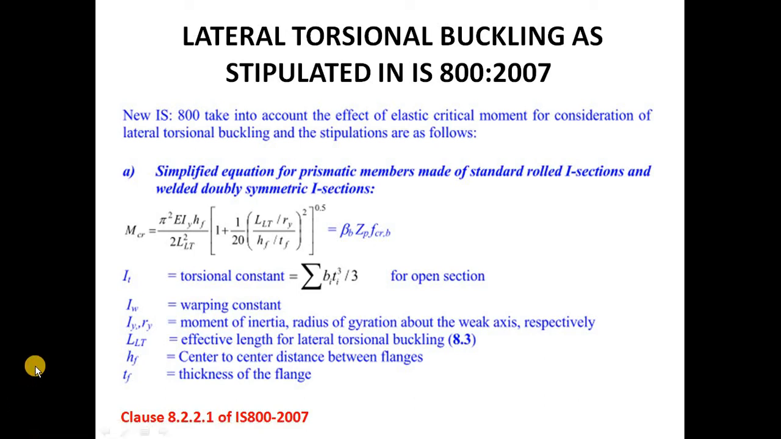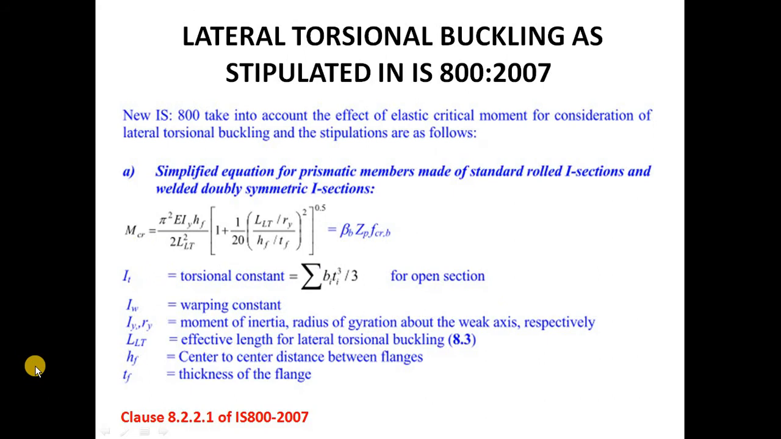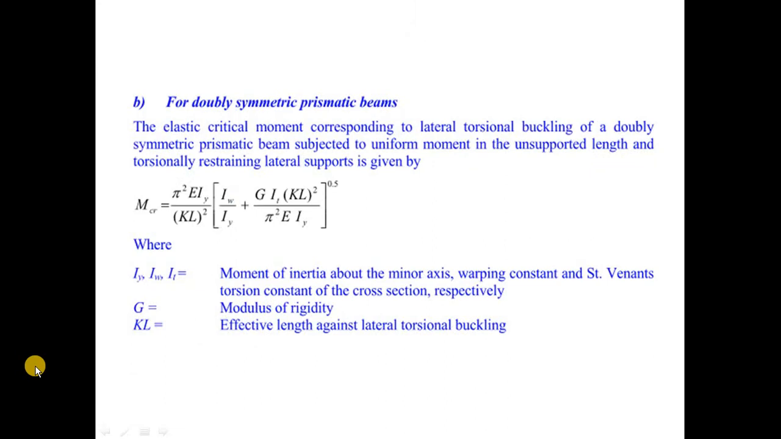We have seen clause 8.2.1 of IS 800 2007, and how to use this formula, and we'll see it when we take up some numerical examples. Now this formula is for prismatic members made up of standard rolled I sections and welded doubly symmetric I sections. This formula can be used for doubly symmetric prismatic sections, and the terms remain the same: Iy, Iw and It are the moment of inertia about the minor axis, warping constant and St. Venant torsion constant of the cross section respectively, where G is the modulus of rigidity and KL is the effective length against lateral torsional buckling.